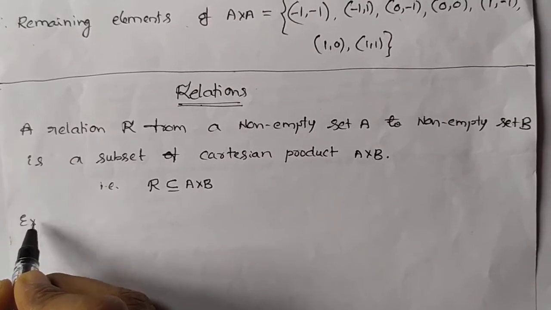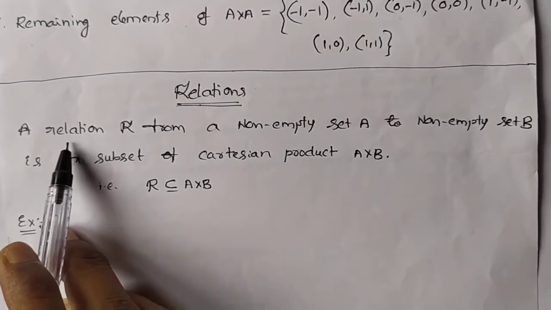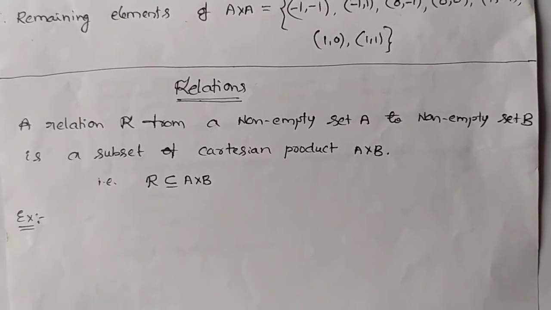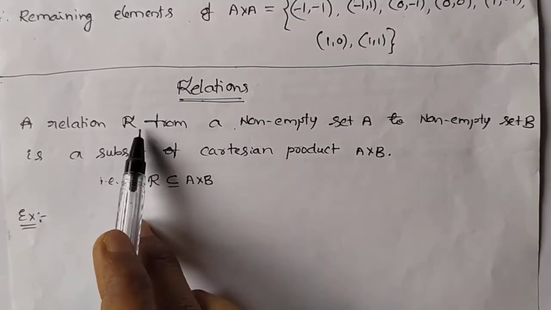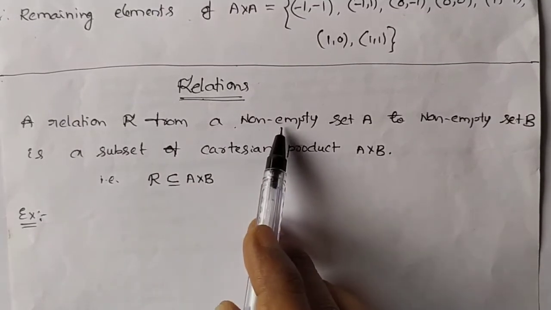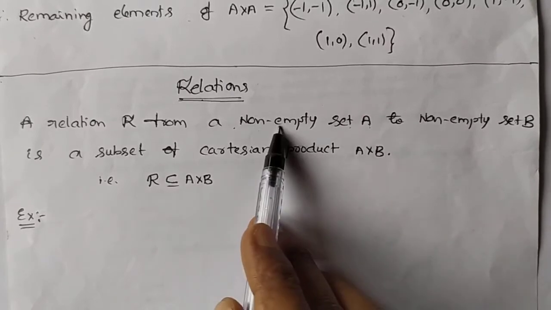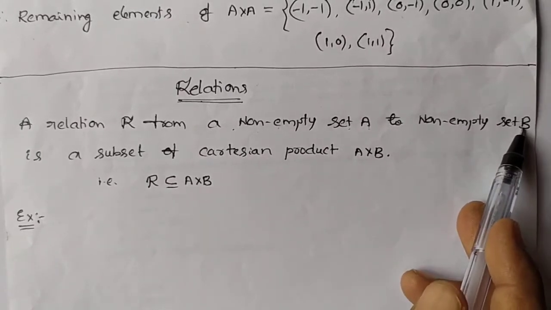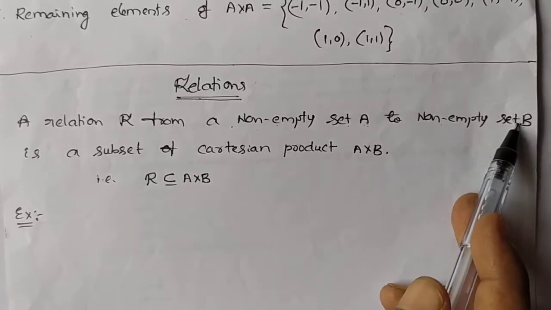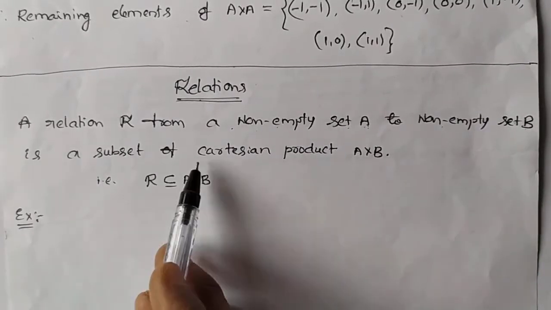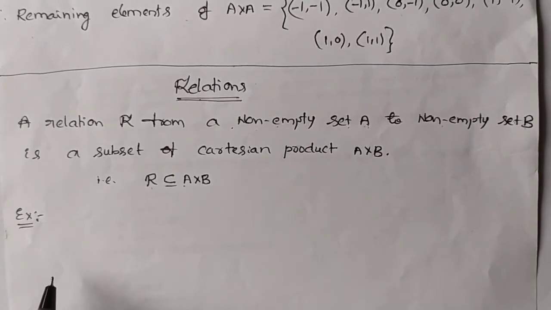For example, once again just observe the definition of a relation. A relation R from a non-empty set A to a non-empty set B is a subset of the Cartesian product A cross B. Set A should be a non-empty set, and set B should also be a non-empty set. R is always a subset of A cross B.